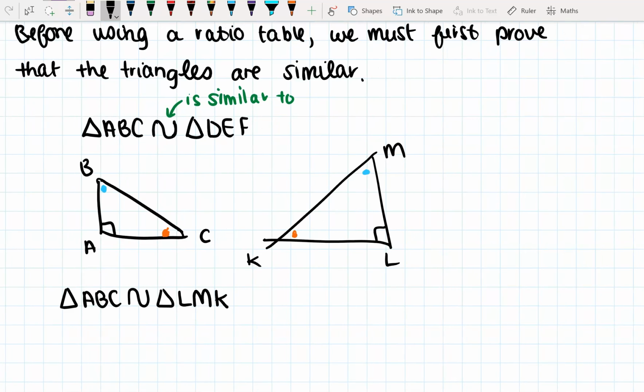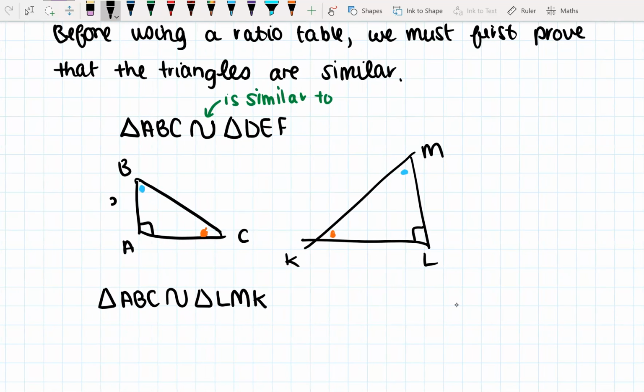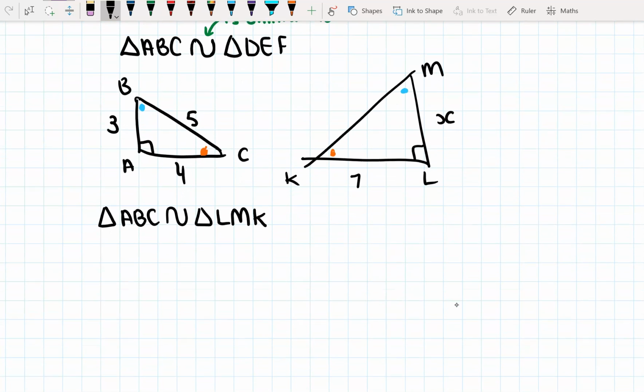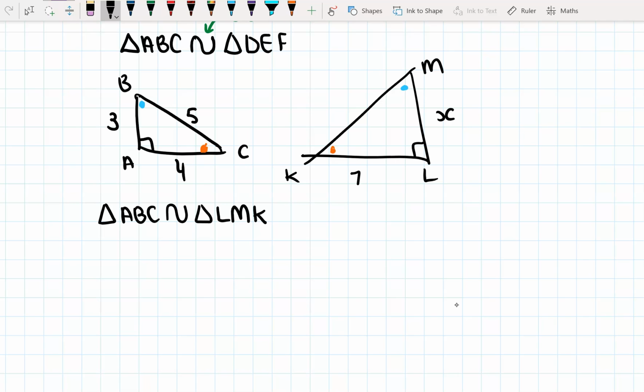If I say that this is again a 3, 4, 5 triangle, and let's say that KL is, I don't know, let's make it 7 centimeters. Okay, or just 7 units, it doesn't really matter what they are. And let's say we want to find ML. Okay, we can put this into a ratio table. So we've done our proof. Let's pretend we did it. Make our ratio table. Okay, and here's the bit that people find difficult.